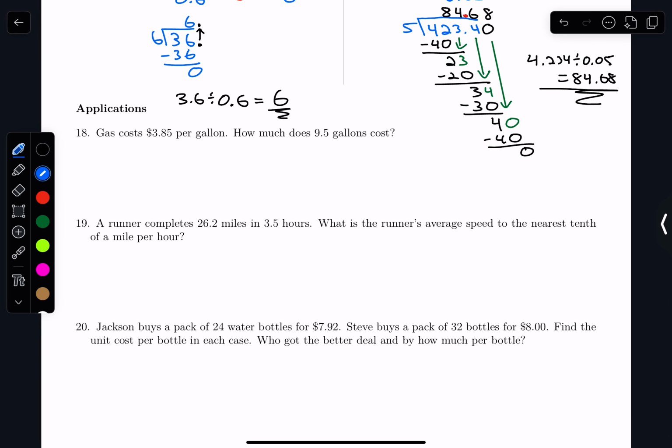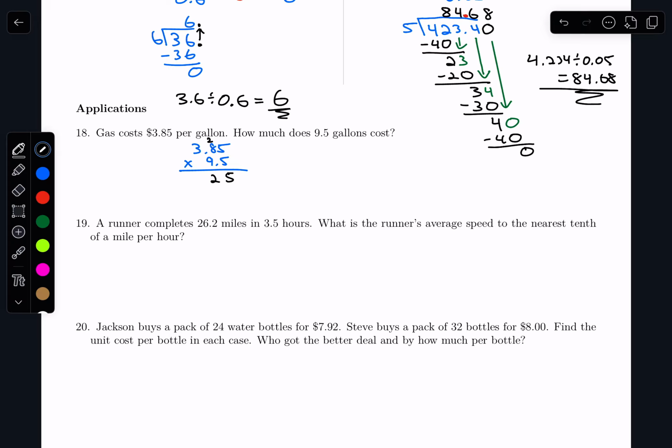So what we're going to do is write it out as 3.85 multiplied by 9.5, where I'm going to put the number with more digits on top to make the multiplication easier. And then we just multiply as if these were whole numbers. 5 times 5 is 25, carry a 2. 5 times 8 is 40, plus 2 is 42, so we carry a 4. 5 times 3 is 15, plus 4 gives me 19.